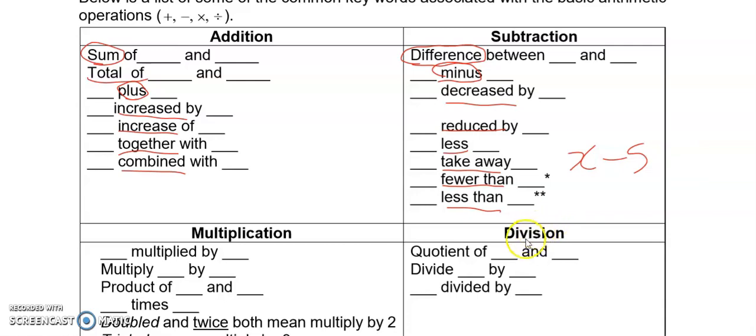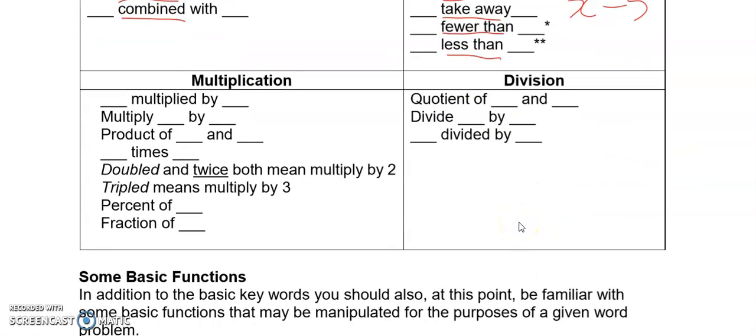Okay, some words that mean multiplication. Multiplied by and multiply blank by blank are obvious ones. A big one is product. That means you multiply. The sum of 5 and 3 is 8, but the product of 5 and 3 is 15. Times is another obvious one. Doubled and twice mean you multiply something by 2. Another word, tripled, means you multiply something by 3.